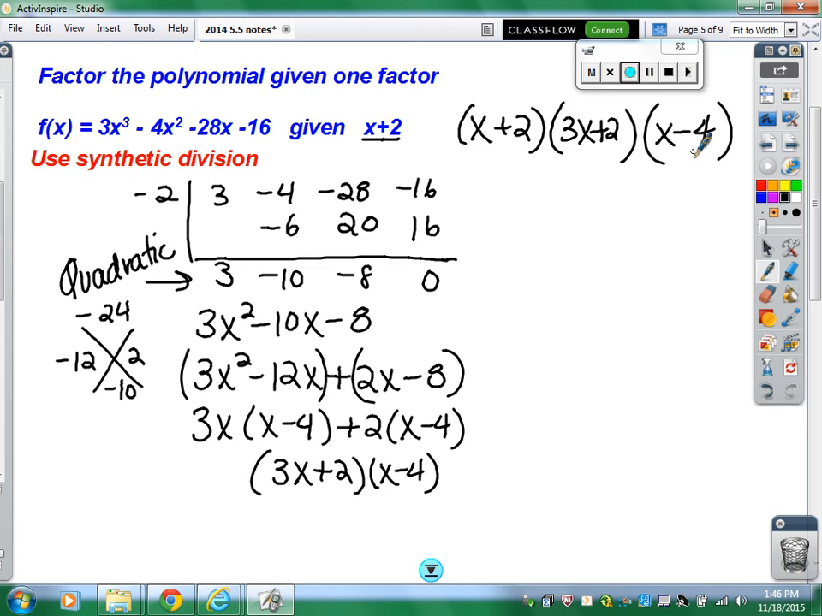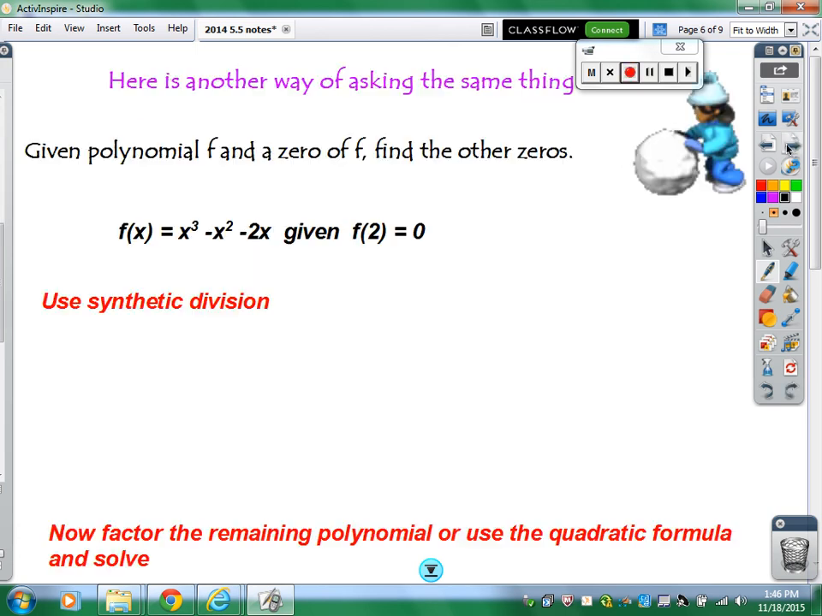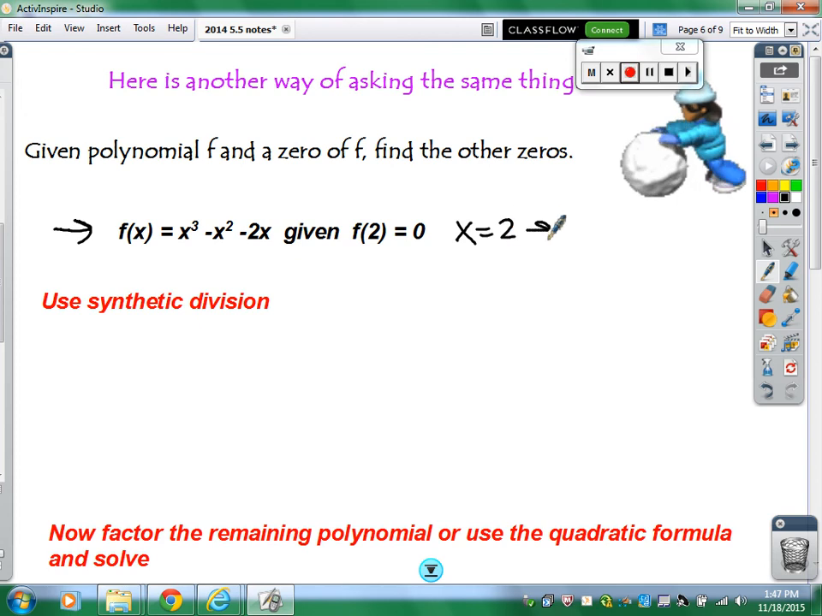All right, let's do one more problem. Another way of asking the same thing: if given a polynomial f and a 0 of f, find the other zeros. So now we're going to be solving. Write down the following question. F of x equals x to the third minus x squared minus 2x, and we're told that f of 2 is equal to 0. So this means that x is equal to 2 is a 0 of my polynomial.